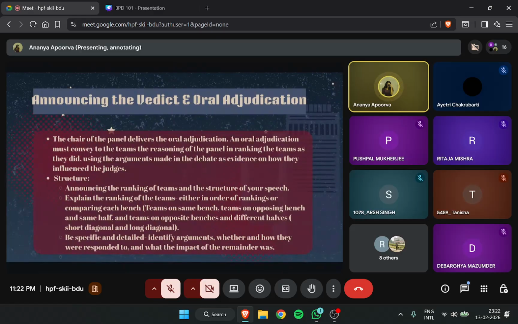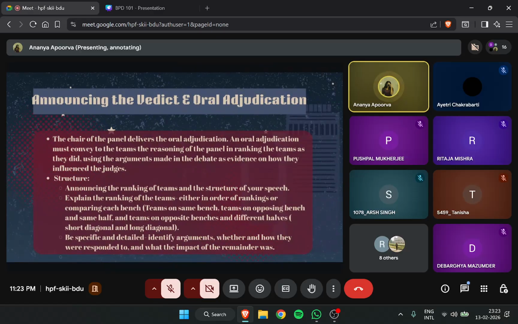closing government. This is called bench comparison, wherein you compare teams on the same bench and rank whoever was higher in the overall ranking as the person who took over the other. And then you go ahead and compare opening government with closing opposition. This is actually known as the long diagonal, wherein the first team and the last team is compared, and then a short diagonal is when you compare opening opposition with closing government. This is known as the short diagonal.